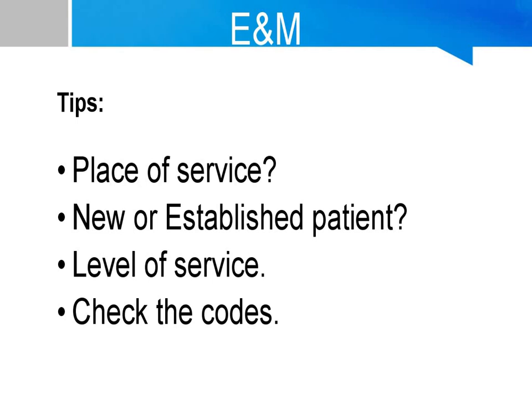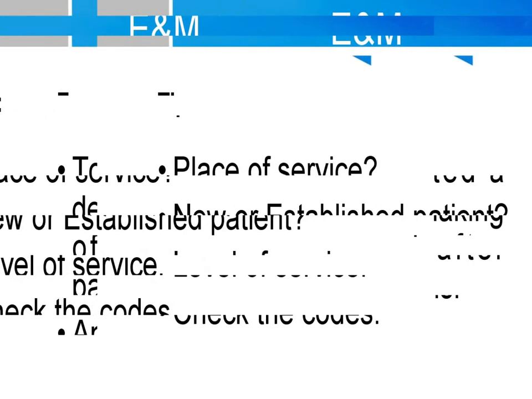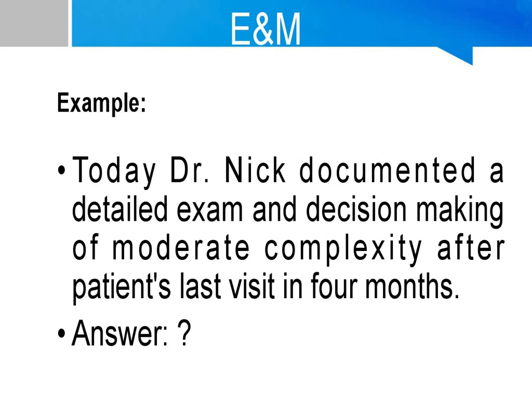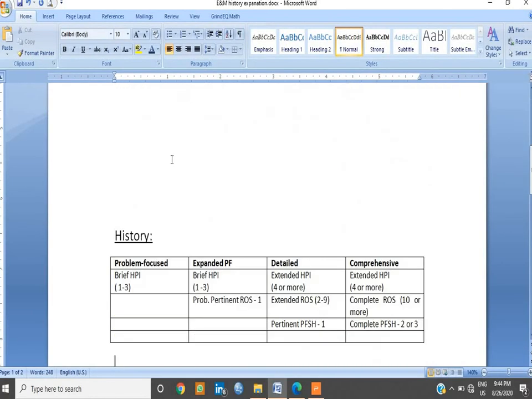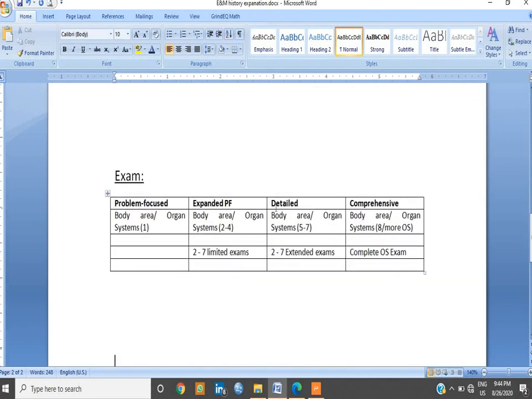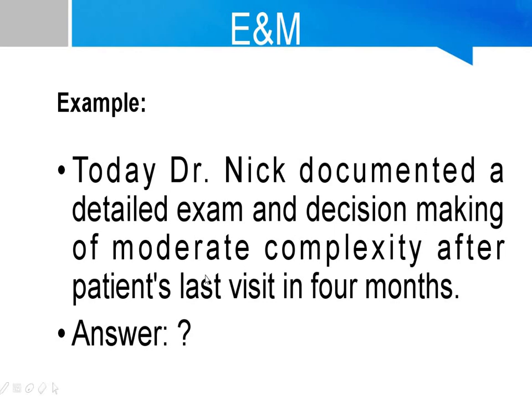And second point is new or established, as the patient has been seen within 3 years, so the patient is established. And third point is level of service, and fourth point is check the codes. So third point is level of service. So how can we identify the level of service? Here it is written that the examination, the physical examination, also written in short as exam. So it's a detailed exam. If you remember the table I have shown you, the examination is a detailed examination. Likewise, decision making, it is MDM, medical decision making. So decision making of moderate complexity means MDM is moderate complexity and exam is detailed.